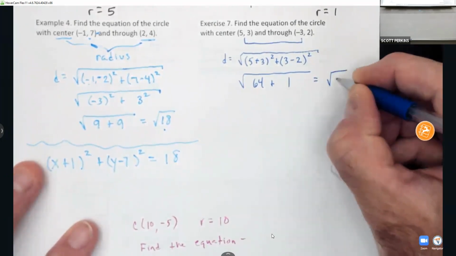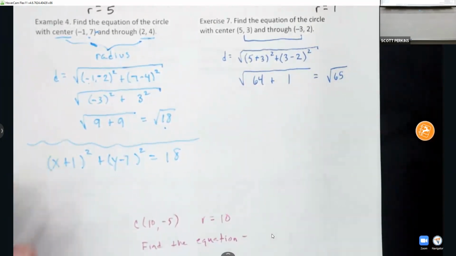So the radius is the square root of 65, which I'm pretty sure does not simplify at all. It's 5 times 13. So even if you tried to simplify it, you can't.